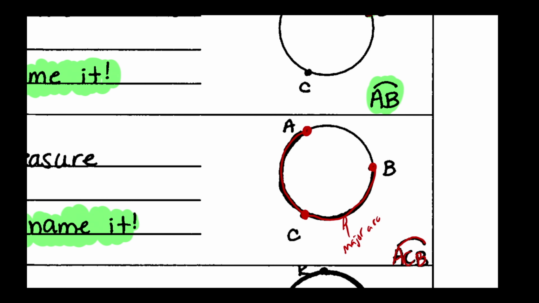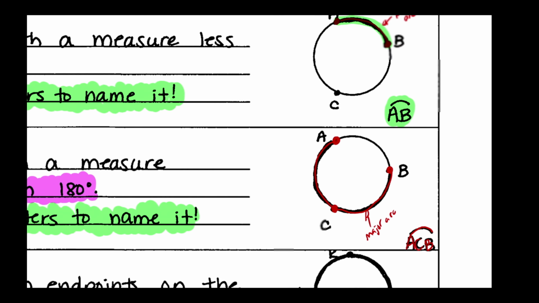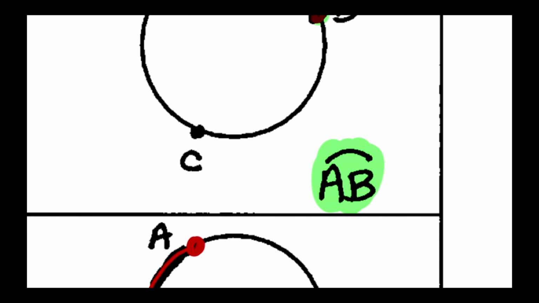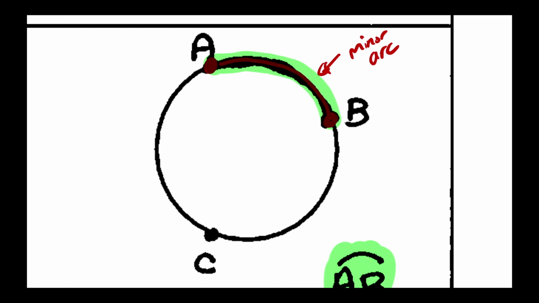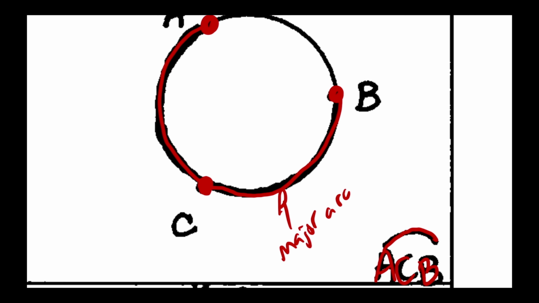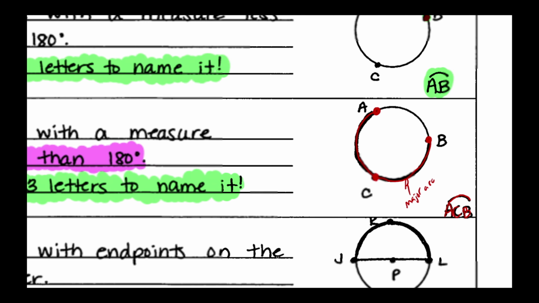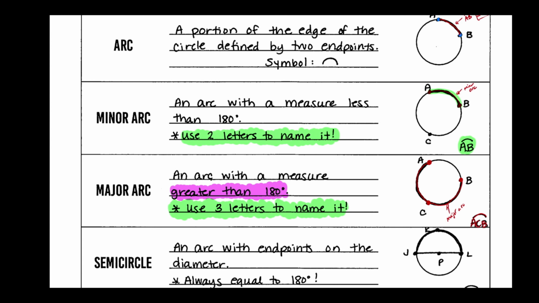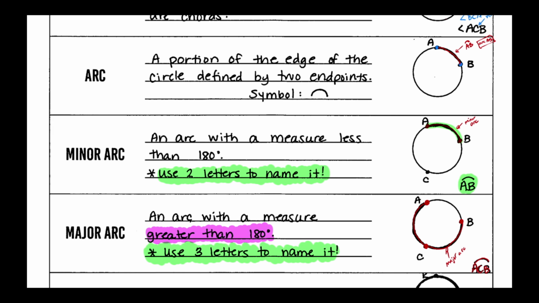So we have to know, are we going the small distance or are we going the large distance? Minor or major. And the way you know, if it's 2 letters, we go the short distance. If it's 3 letters, we go the long distance. That's arcs, minor arc and major arc.